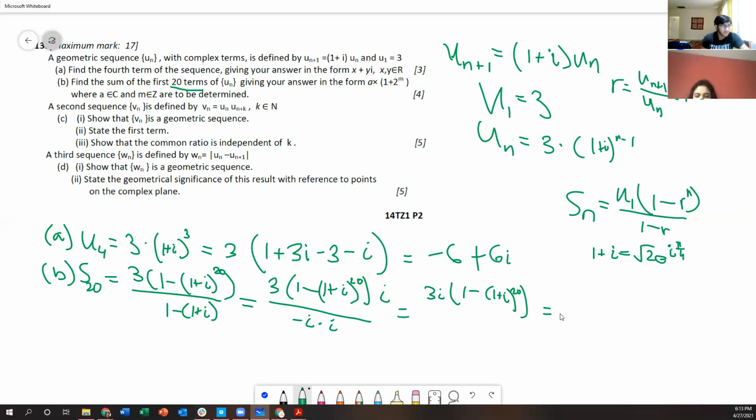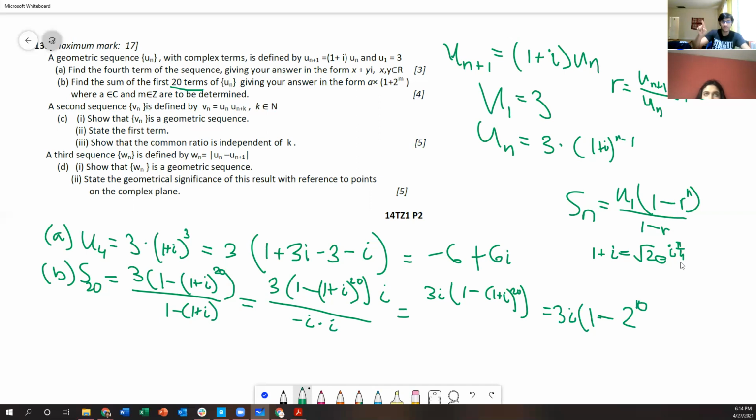If I write that in exponential form, I'll get 3i times 1 minus... If I raise this whole thing to the 20th power, I'm going to get 2 to the 10 here, right? And then I'm going to get e to the i pi over 4 raised to the 20. 20 over 4 is 5. e to the 5 pi i, what would that be?